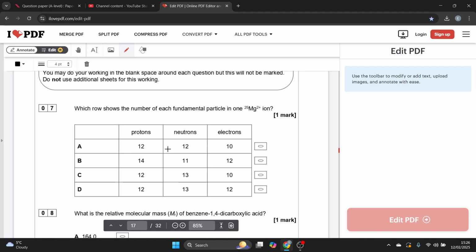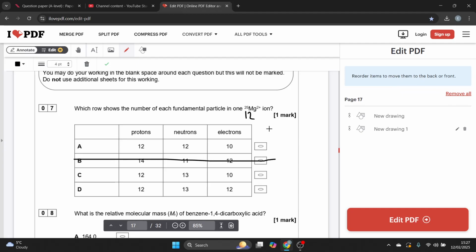Question 7, which row shows the number of each fundamental particle in the 25Mg 2+ ion? So we'll get the periodic table. Mg, 12 electrons. It's got 12 here, so it's going to have 12 protons, so I can cross out B. It's not going to have 12 electrons because it's 2+, so we're going to have 10 electrons. And number of neutrons, top number minus bottom number, so it's going to have 13 neutrons.